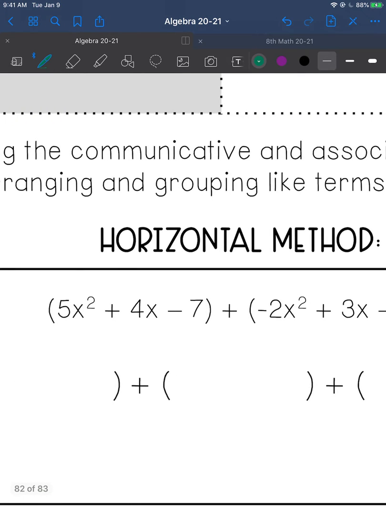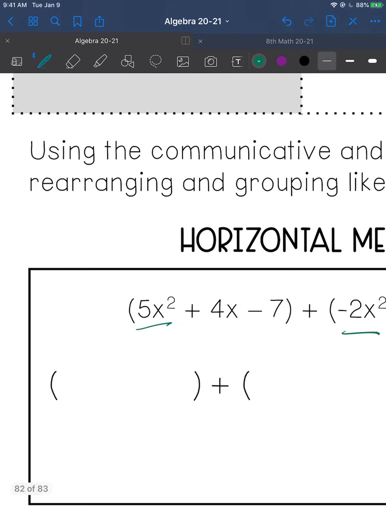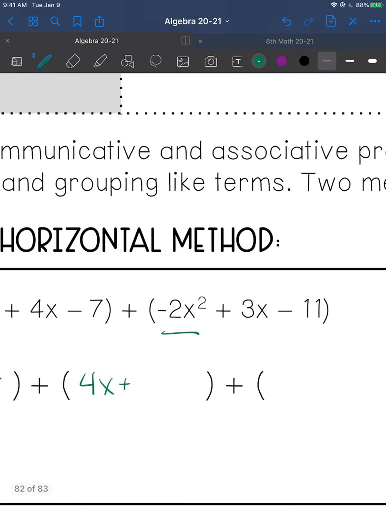So 5x squared, what's the like term with 5x squared? Negative 2x squared. So I'm going to write 5x squared minus 2x squared. Then the next one, 4x plus, what's my like term? 3x. All right, then I have negative 7. What's my like term? Negative 11. Make sure you keep the sign with it. If it's adding, we don't write the sign, but if it's negative, or if it's subtracting, make sure you keep that negative sign.